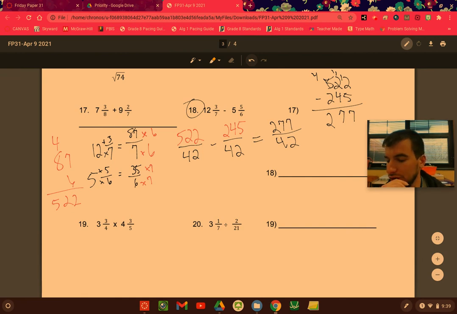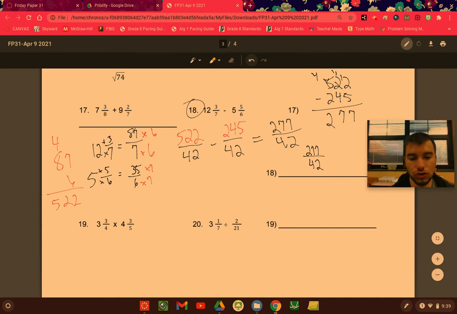So if you want to leave it like this, you could, because I think this is as far as it can go. 277 over 42, but I believe in your teacher made online, you have to write it as a mixed number. So a way we can do that is just divide it. So again, we would do 277 divided by 42.